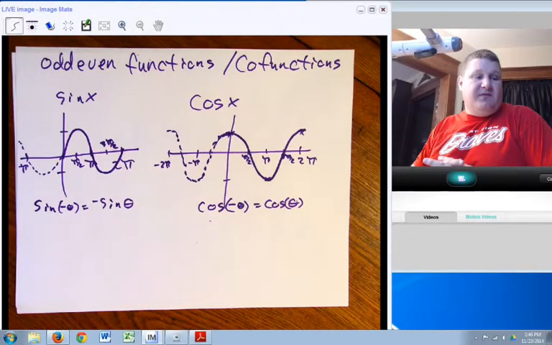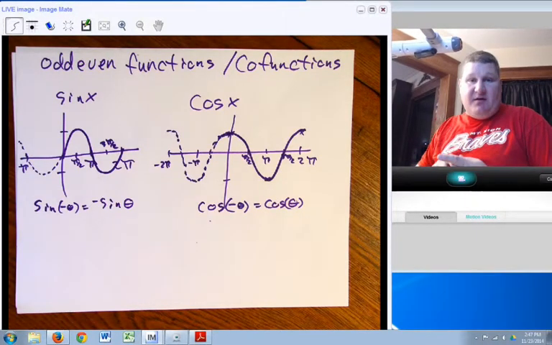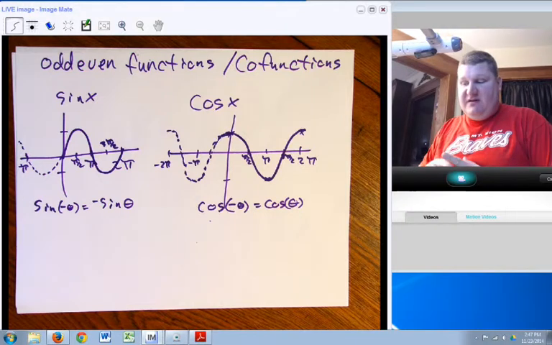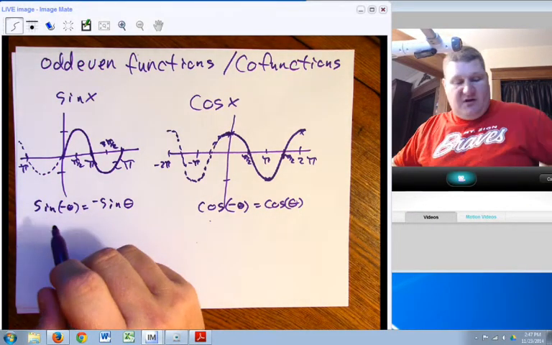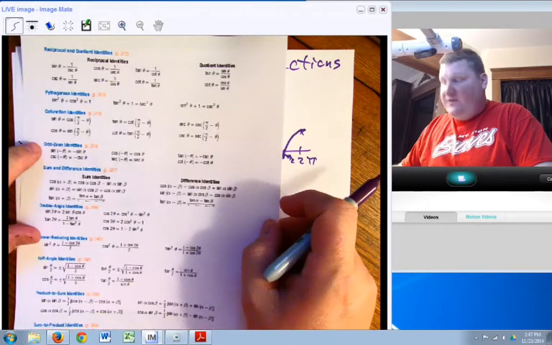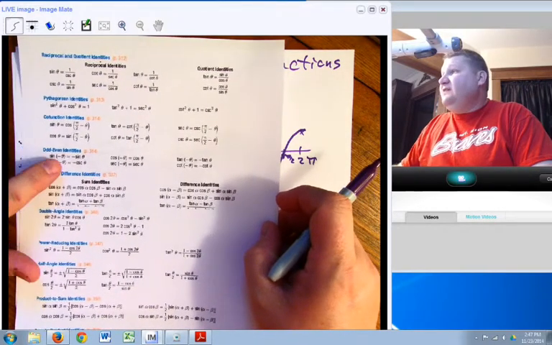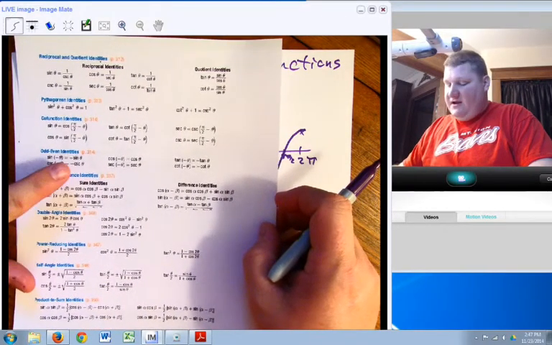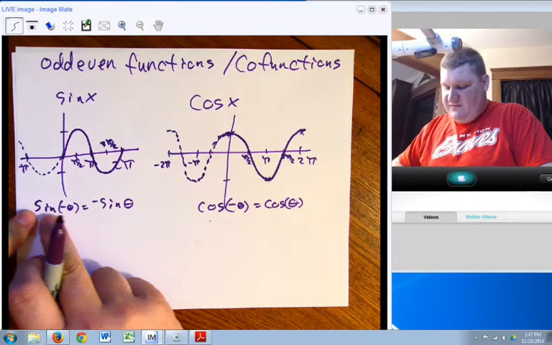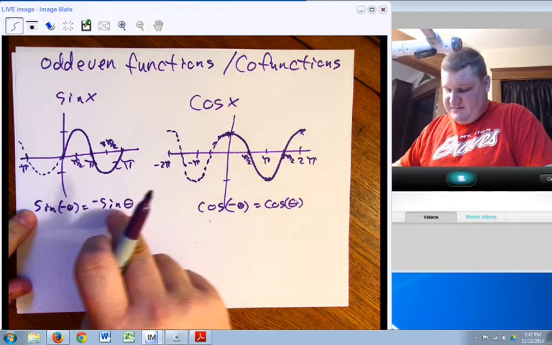Okay, now let's talk about the next pile of properties. The next pile of properties are odd-even functions and cofunctions. Now, if we take a look over here at the odd-even functions, we see sine of negative theta equals negative sine theta. So let's deal with that one first. Sine of negative theta equals negative sine of theta.